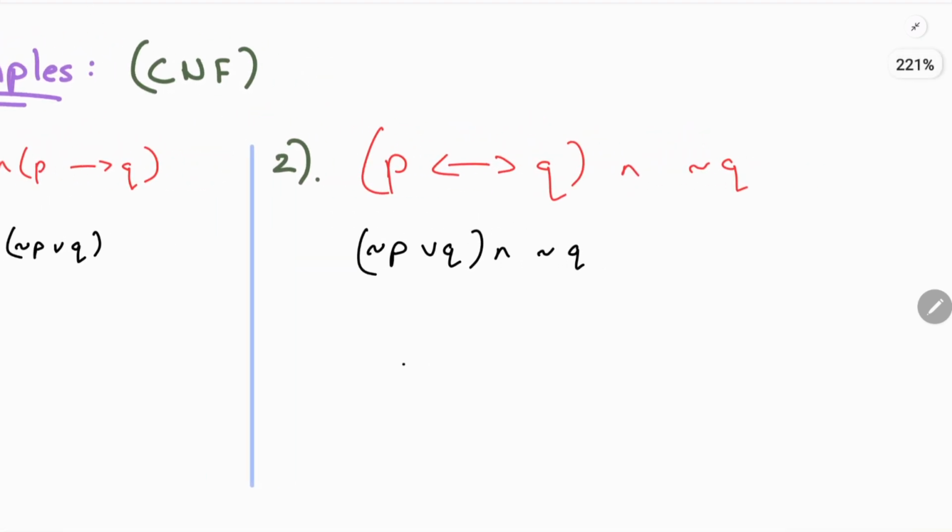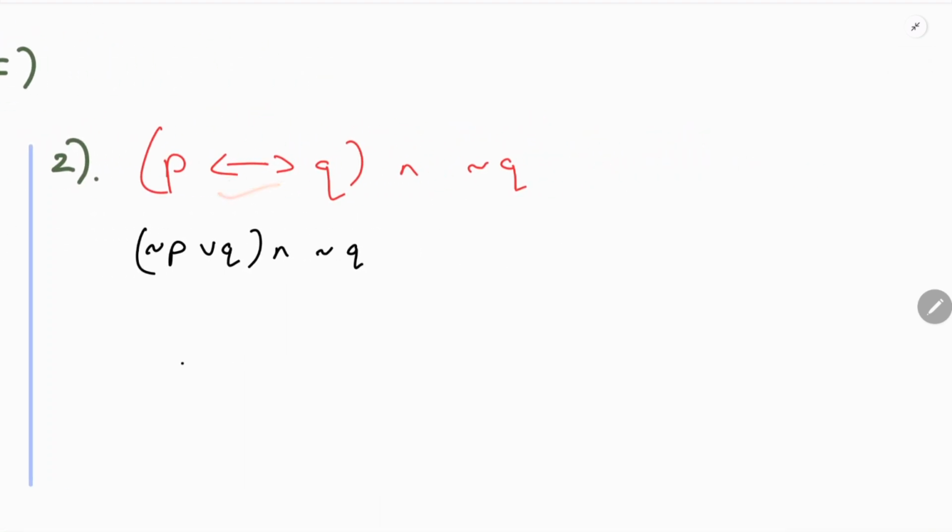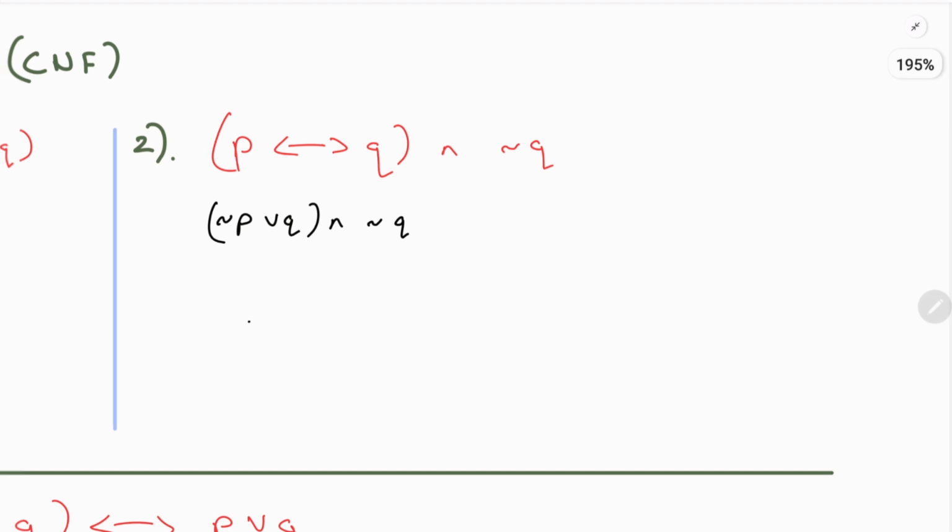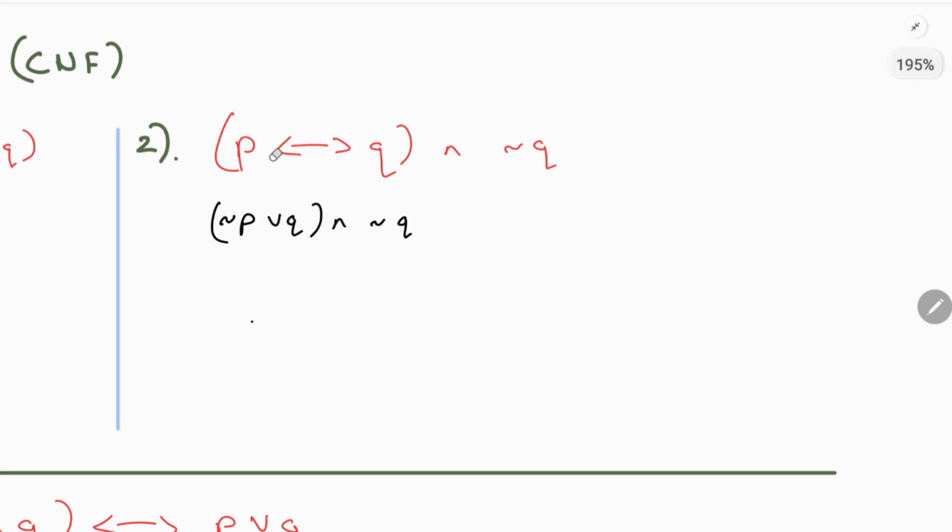We remove this biconditional sign, and for the biconditional sign we use negation P or Q and negation Q. Okay, negation P or Q. Sorry, the question is wrong here. It is like this. Okay, there is no biconditional. The question is like this. So this was your second example of CNF.